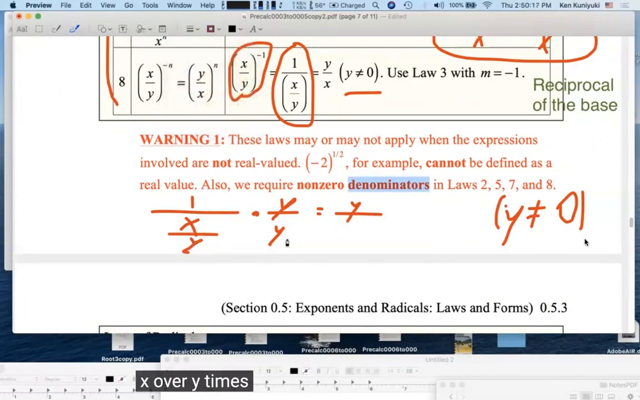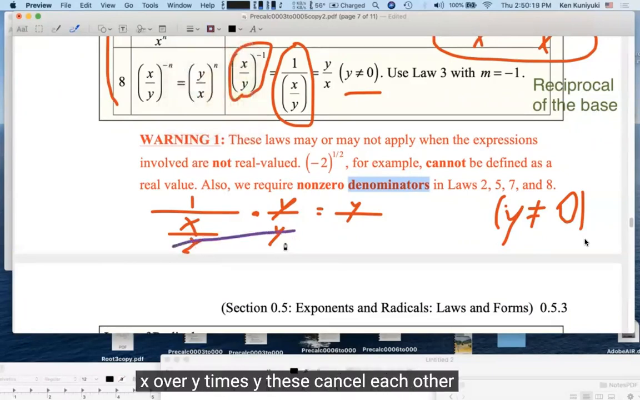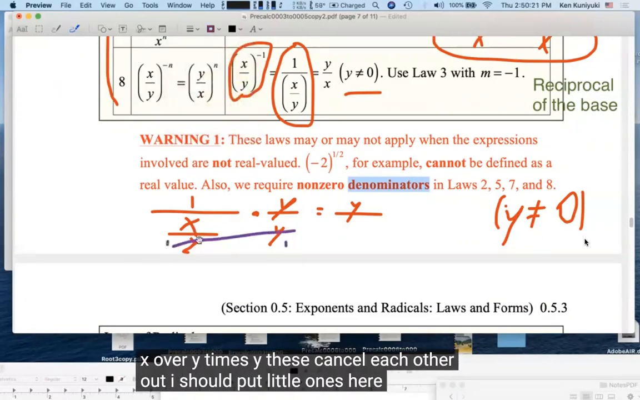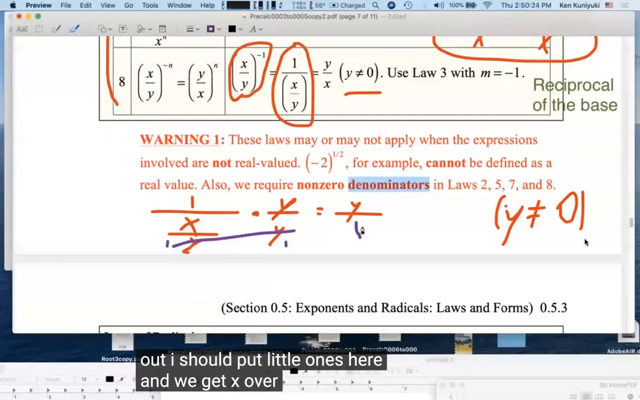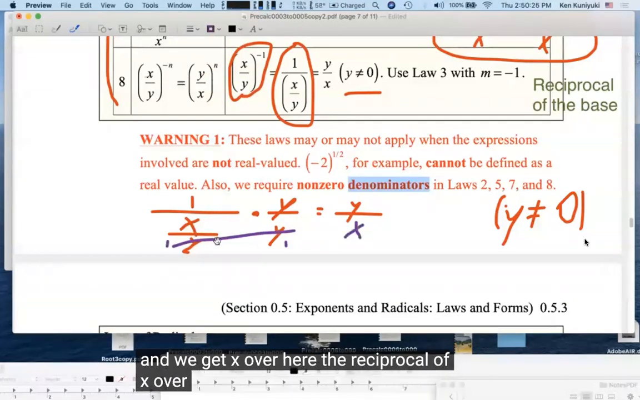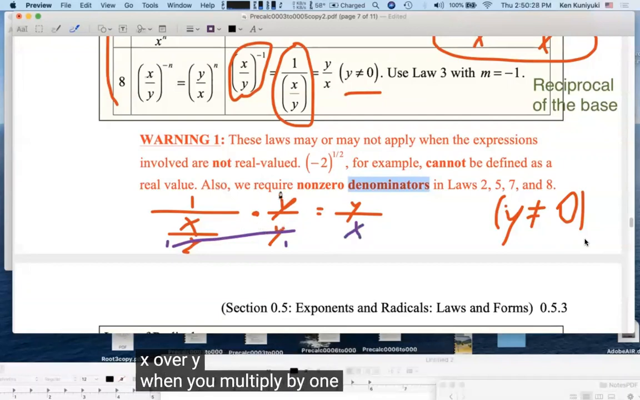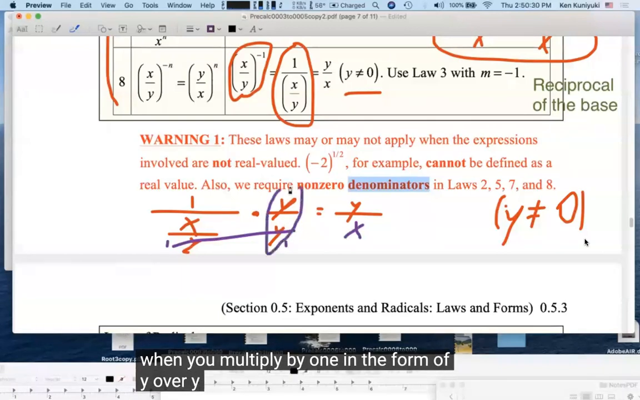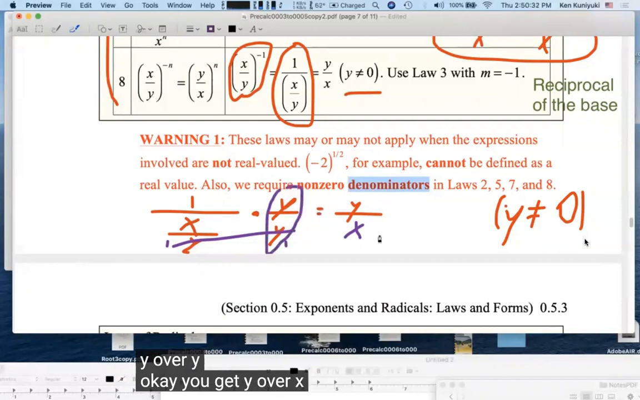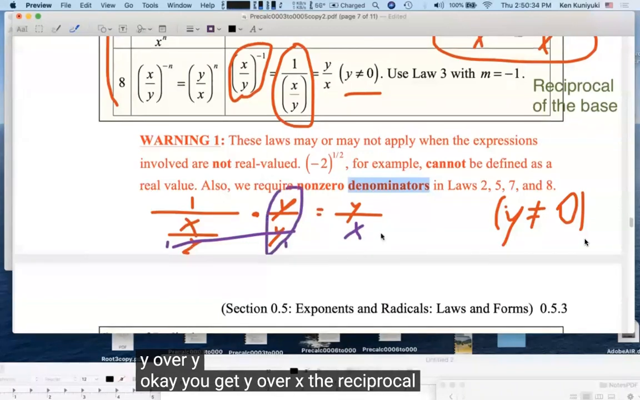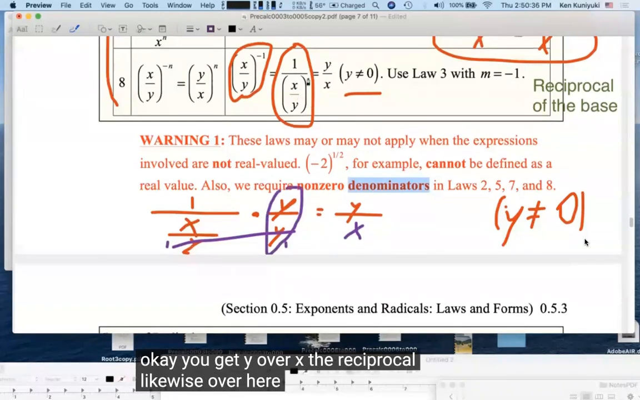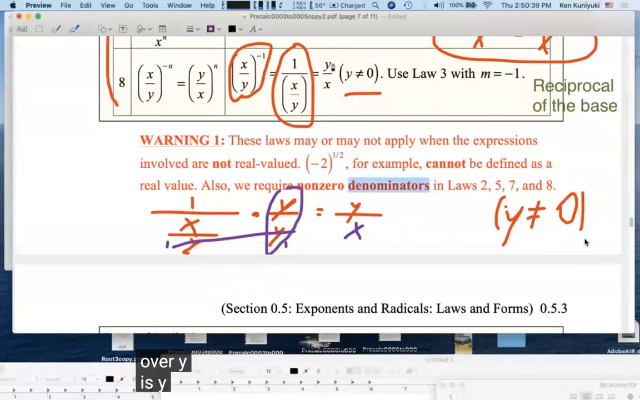x over y times y. These cancel each other out. I should put little 1s here. And we get x over here. The reciprocal of x over y, when you multiply by 1 in the form of y over y, you get y over x, the reciprocal. Likewise, over here, the reciprocal of x over y is y over x.